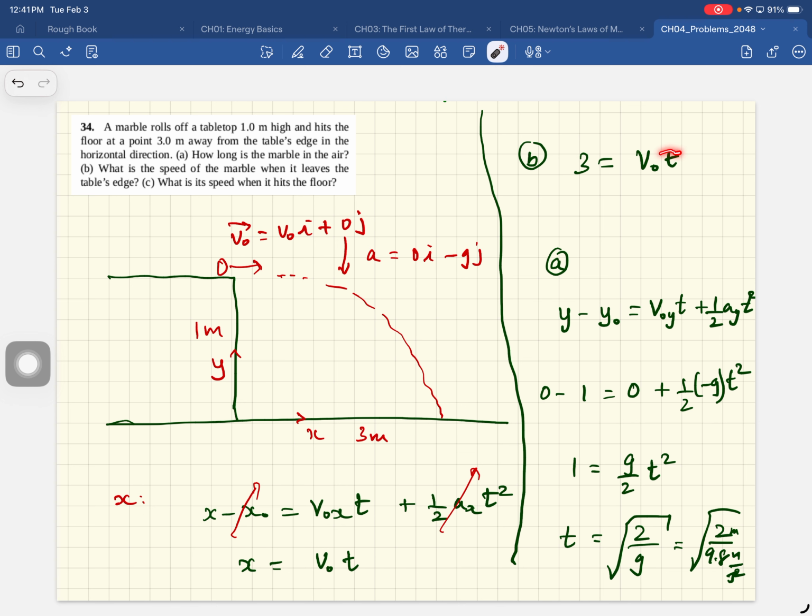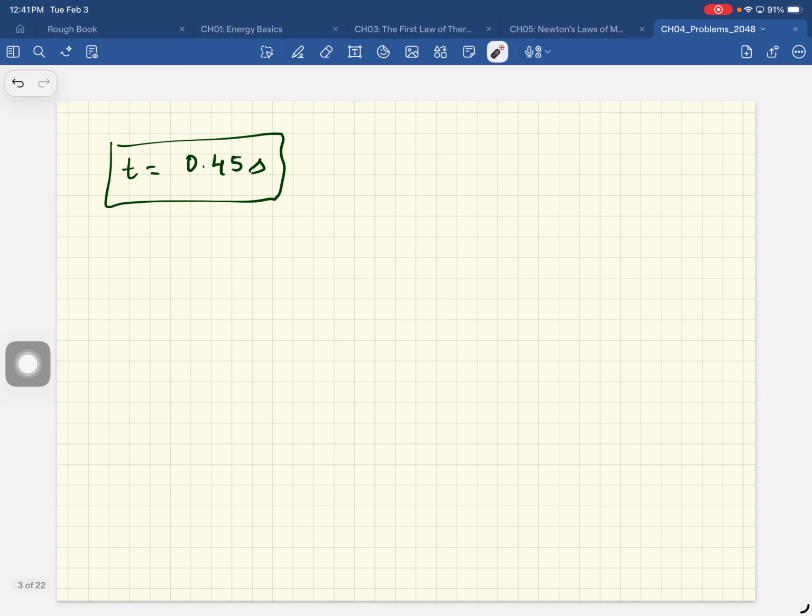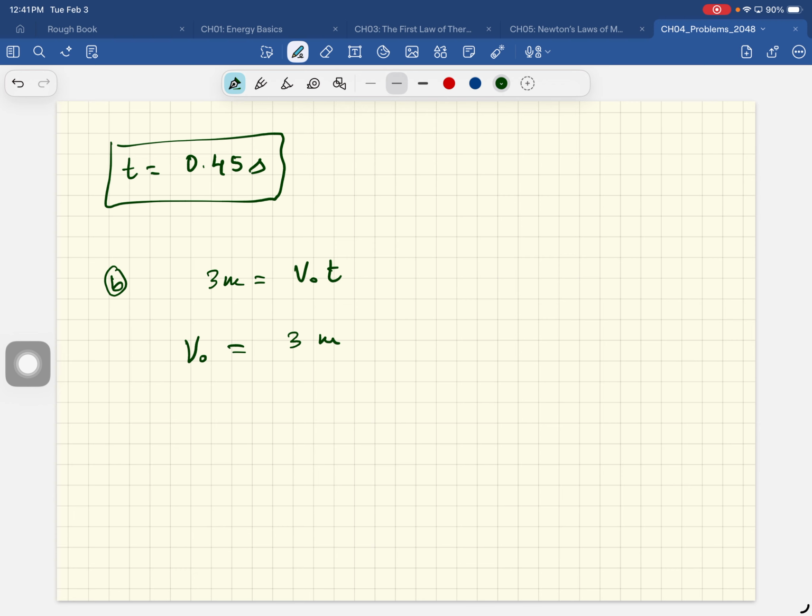Okay, and we can put that in there and then calculate the horizontal speed at which it left the table. So going back to B, 3 meters equals v naught times t. v naught equals 3 meters divided by 0.45 seconds.